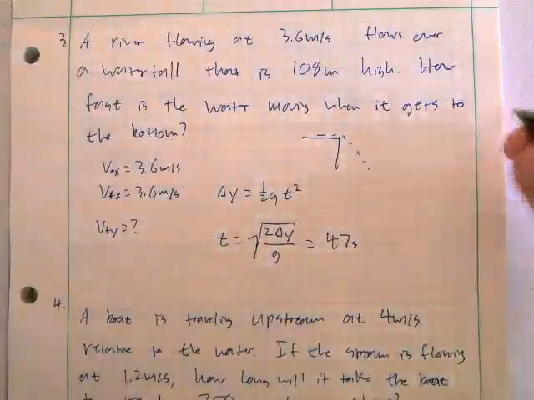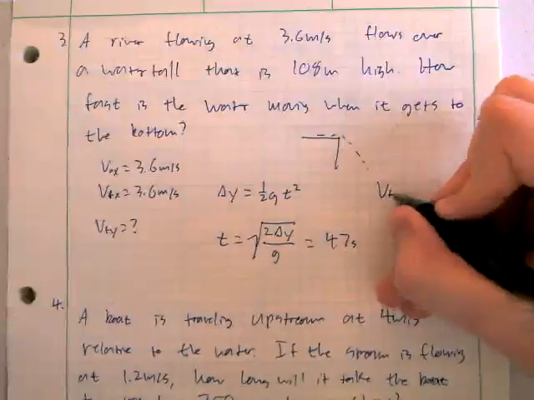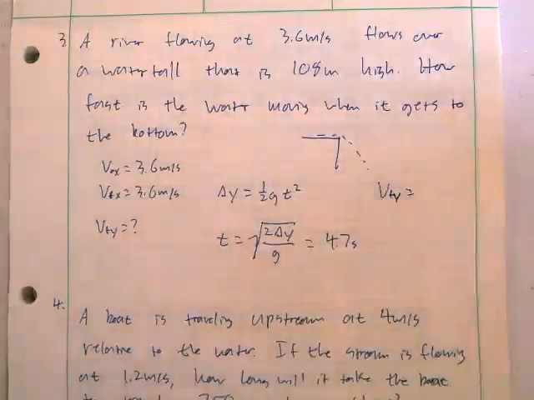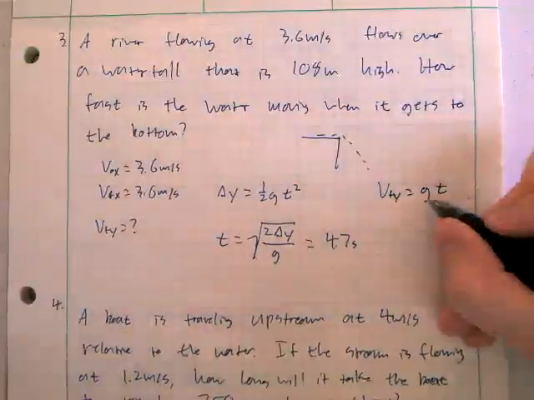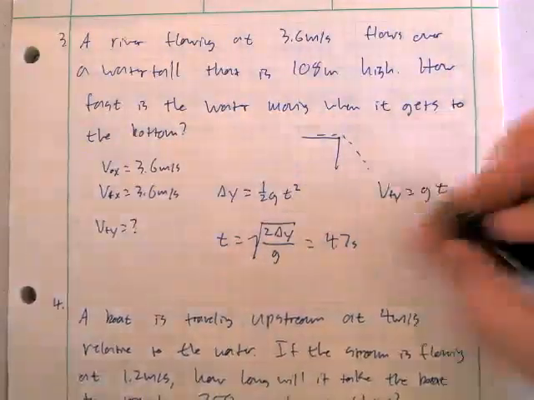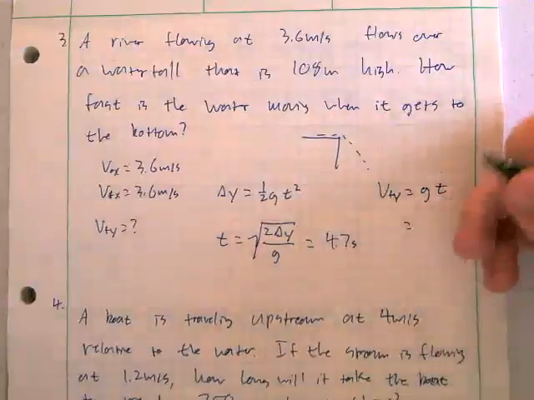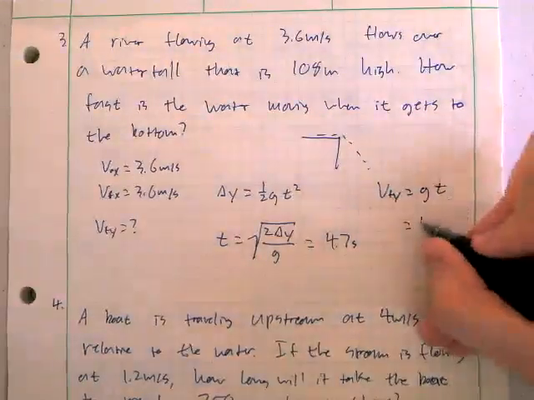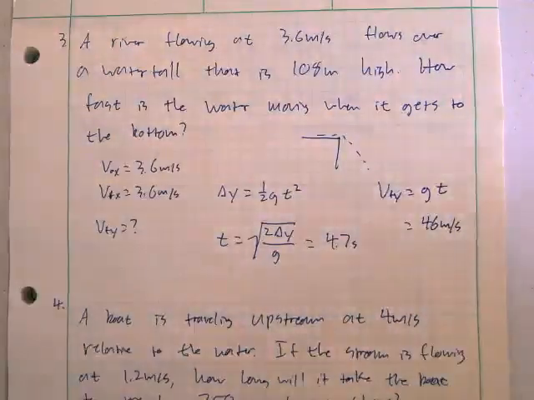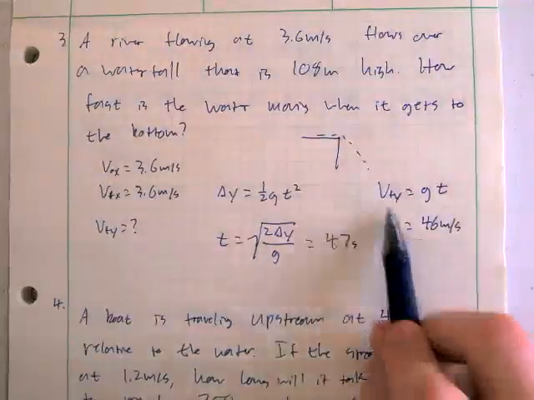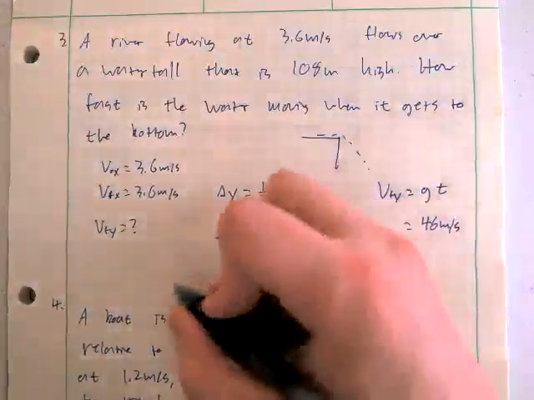So with that, we can then very simply solve for v final in the y direction. The initial speed in the y direction is 0, so we just have g times t, right? We're accelerating at 9.8 meters per second squared for 4.7 seconds. And we get a final velocity in the y direction of about 46 meters per second. So finally, we have our final velocity in the y, and we have our final velocity in the x.